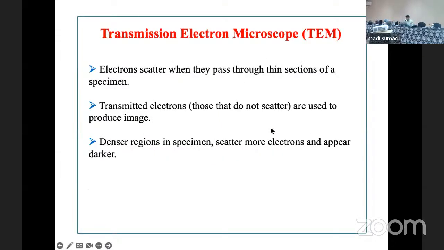Now coming to the TEM, the transmission electron microscope. The name already says it: it is not light, it is electrons. The electrons pass through the sample, and that's why it is called transmission, so that you are able to see the structures inside the cell very clearly. If you have denser regions in the specimen, more electrons are scattered, and those regions appear darker. You can say it's like a black and white movie.